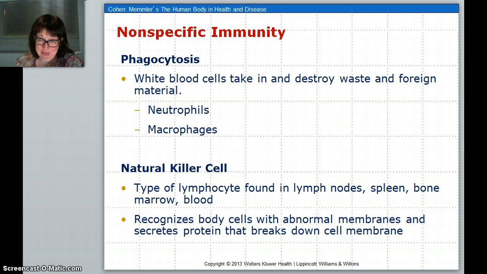Phagocytosis is a process where white blood cells take in and destroy waste and foreign materials. You have two types of cells that do this: neutrophils, which are a type of white blood cell, and macrophages, which are again a specialized type of white blood cell. You also have your natural killer cells. Natural killer cells are a type of lymphocyte made in the lymph node, spleen, bone marrow, and blood. They will recognize cells with abnormal membranes and secrete a protein. That protein will land on it and break down the cell membrane. Once the cell membrane is broken, everything oozes out. This is non-specific. They just notice things that are not normal.